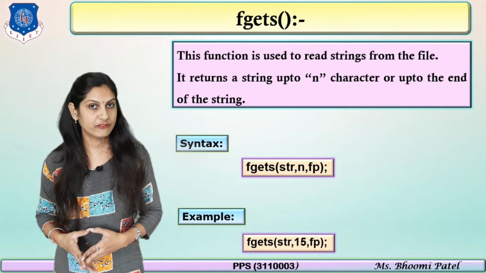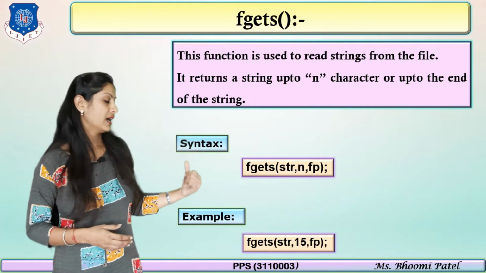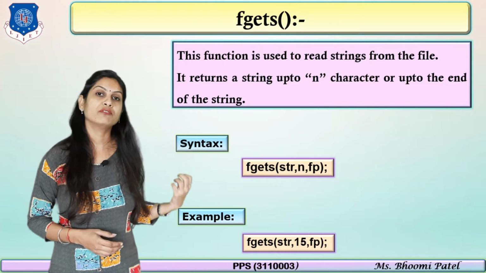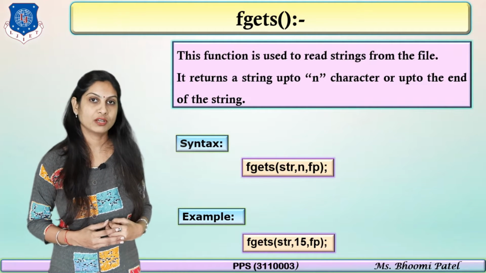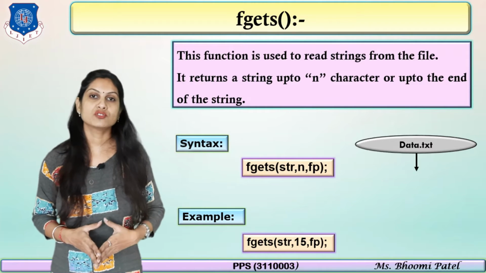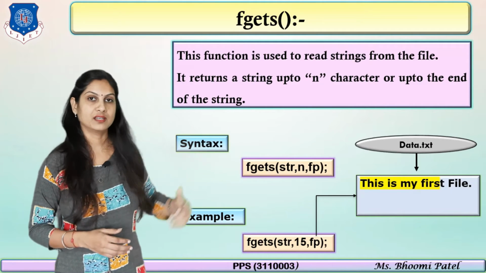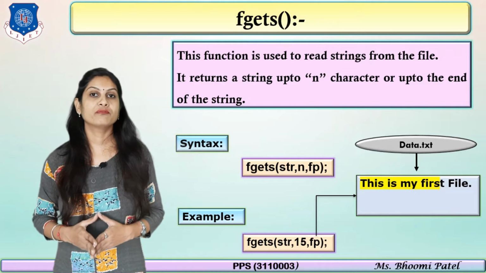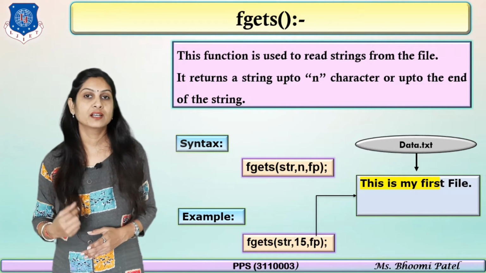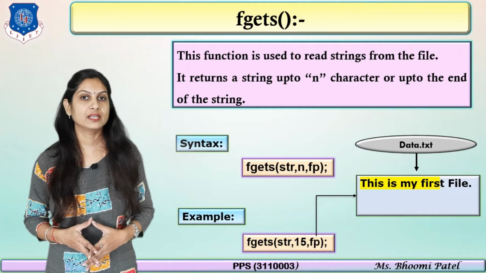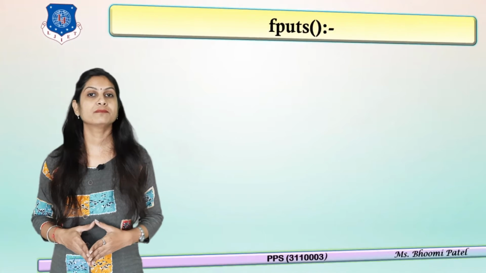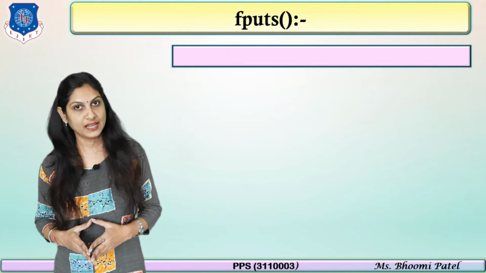Just see the example. I am using the fgets function with str, that is my string. 15 means we have to read 15 characters from that particular file, and fp is suppose pointing to my file data.txt. In that case, 15 characters of that file will be read and stored in the variable str. Clear?